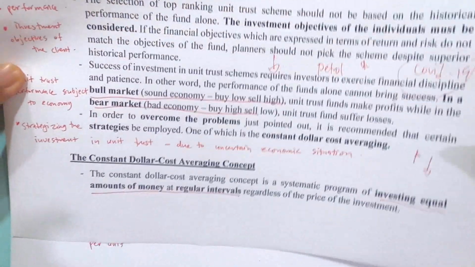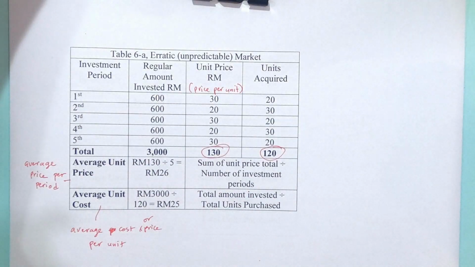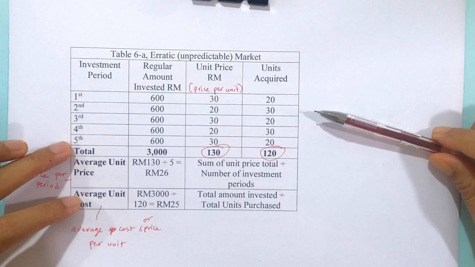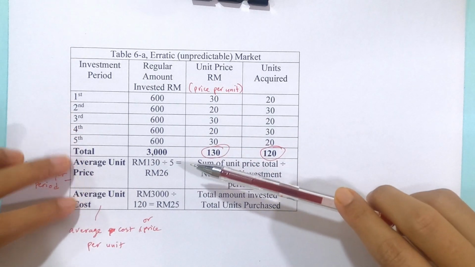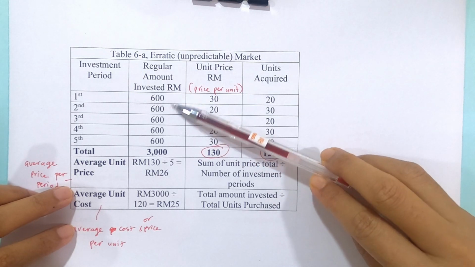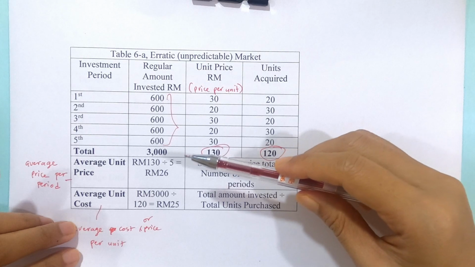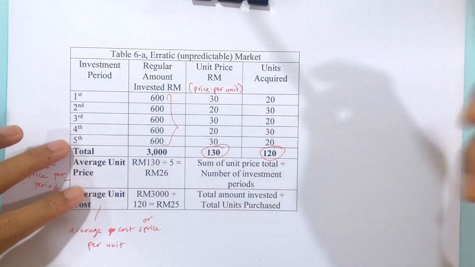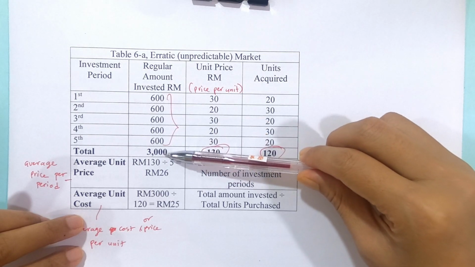Now we're going to look at how to demonstrate the effects of constant dollar cost averaging on our investment. This is the example of an investment using the constant dollar cost averaging concept, where we have 5 investment periods, and we invest a regular amount that is RM 600 per period. This is the investment that we make regularly for each of the investment periods that we have.